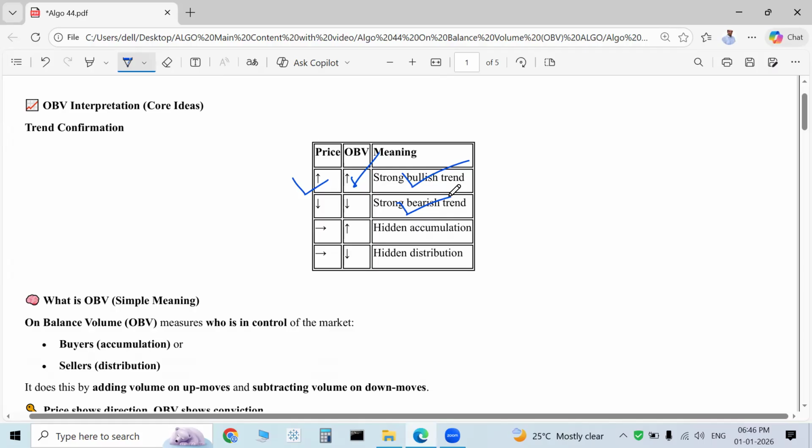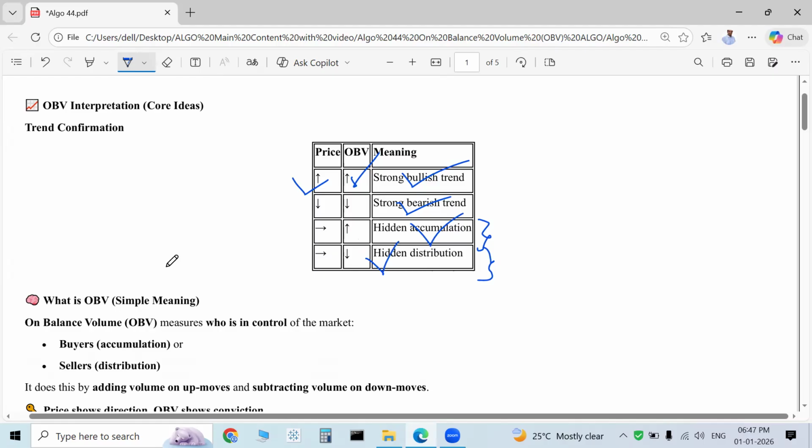So price is flat, but OBV is increasing. That's called hidden accumulation. Some smart money is buying that particular stock. Price is flat and OBV is going down. That means there's hidden distribution. Some smart money is selling that particular stock. So we just need to find the hidden distribution or hidden accumulation. Here we can make good money.